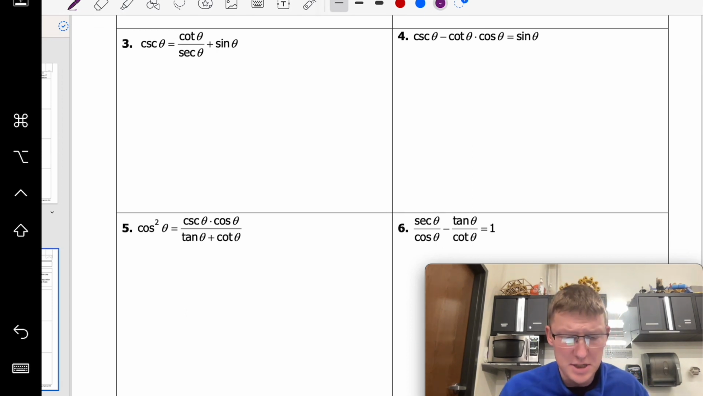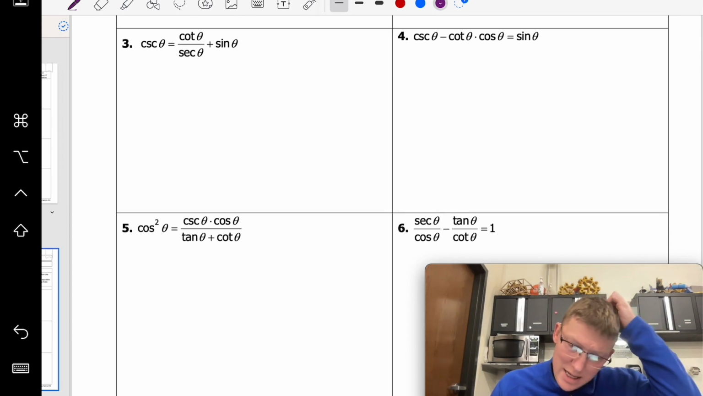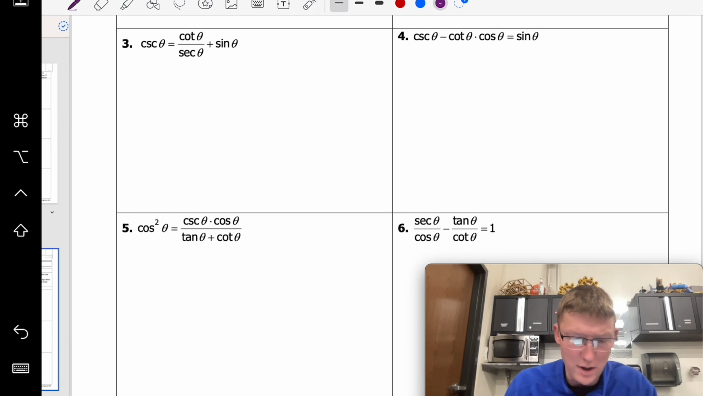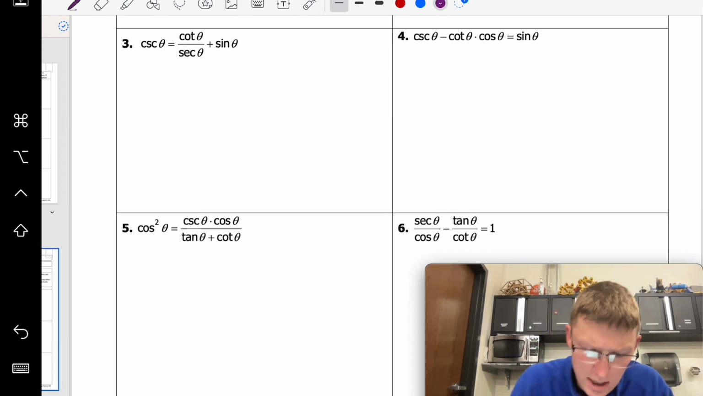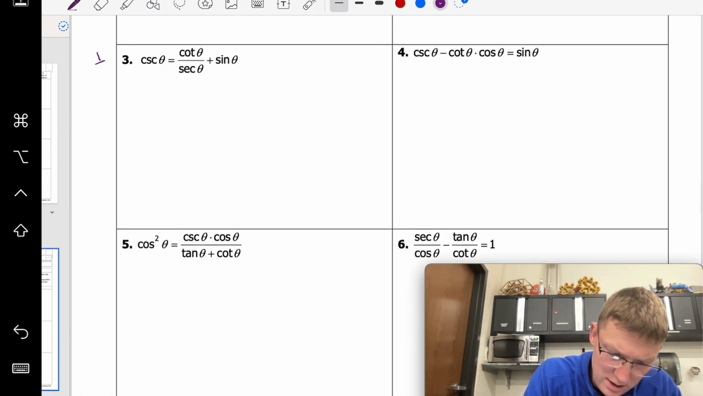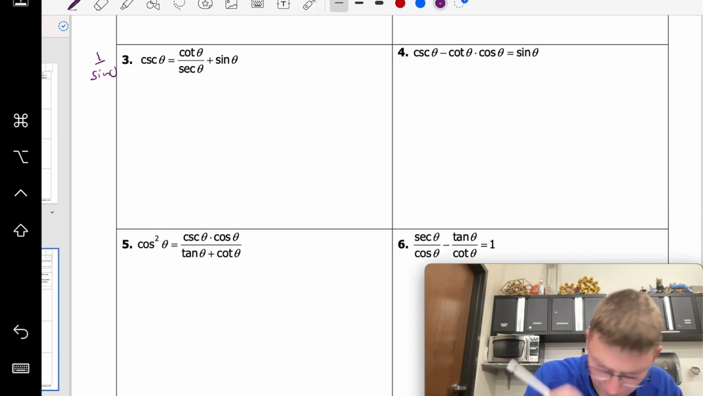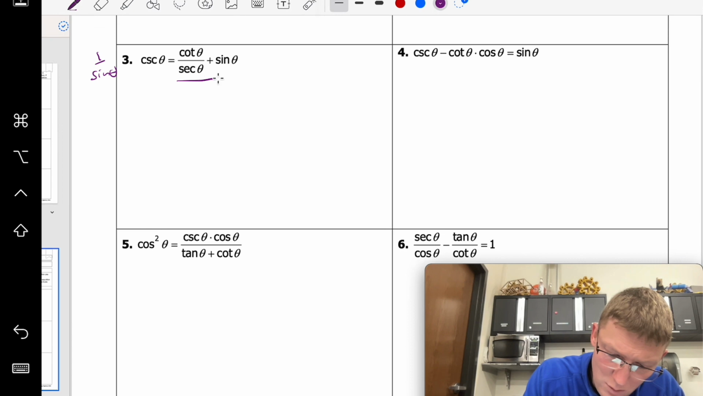So I'm just going to start simplifying this stuff until we get to something that is convenient. So remember, cosecant is 1 over sine. I'm just going to write that over here just so I don't forget. But we're going to predominantly work with this side and see what we can do with that.